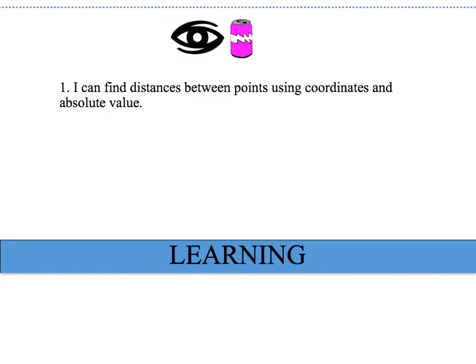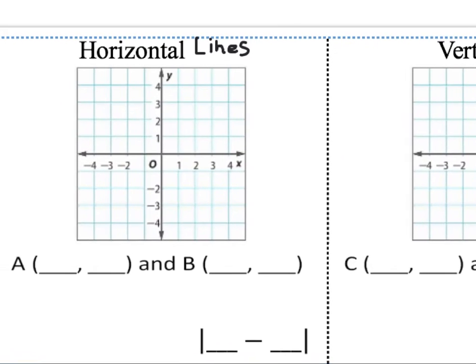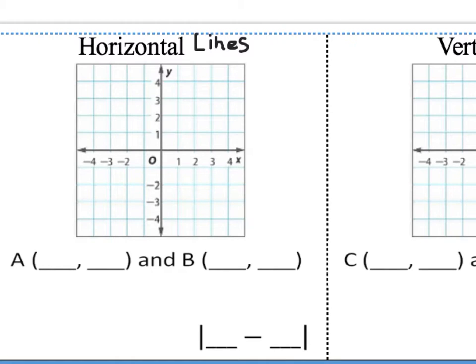The learning objective for today says I can find the distance between points using coordinates and absolute value. So for our key concepts, let's talk about two different types of lines. The first type of line we're going to talk about is horizontal lines. So let's zoom in. Horizontal lines are lines that go from left to right.